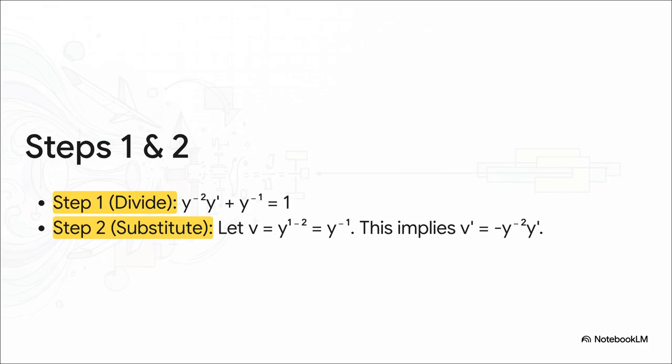Now for step 2, the substitution. Since n is 2, our new variable v is going to be y to the power of 1 minus 2, which is just y to the minus 1. And because we have a y prime in our equation, we're going to need to figure out v prime. A little chain rule action tells us that v prime is negative y to the minus 2 times y prime.